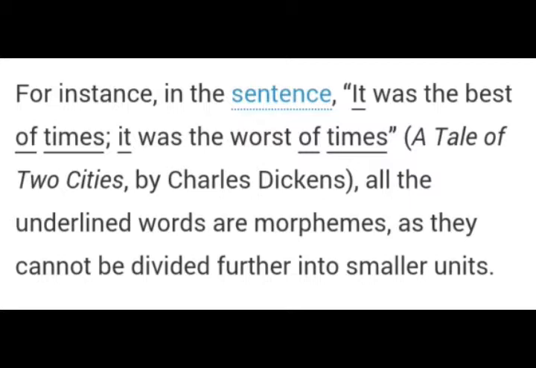For instance, in the sentence, "It was the best time, it was the worst time." All the underlined words are morphemes, as they cannot be divided further into smaller units.